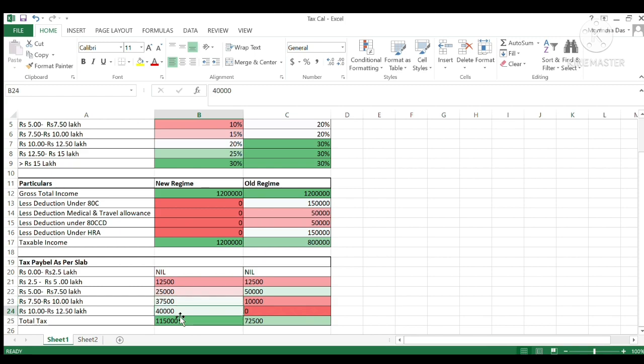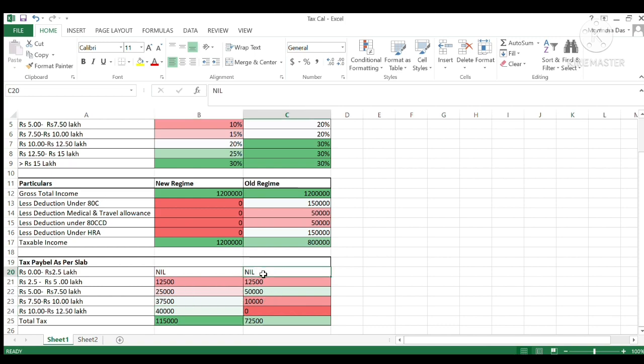The next 2 lakh rupees is taxed at 20%, which is 40,000 rupees. So your total tax under the new tax regime is 1,15,000 rupees. Now let's see the old tax regime.